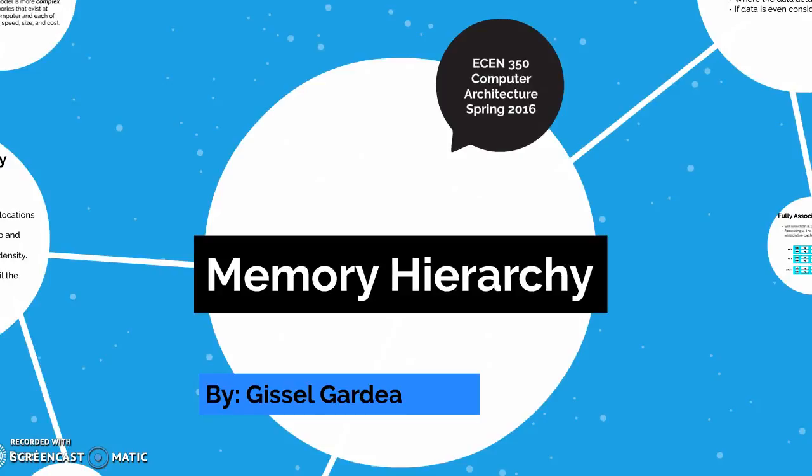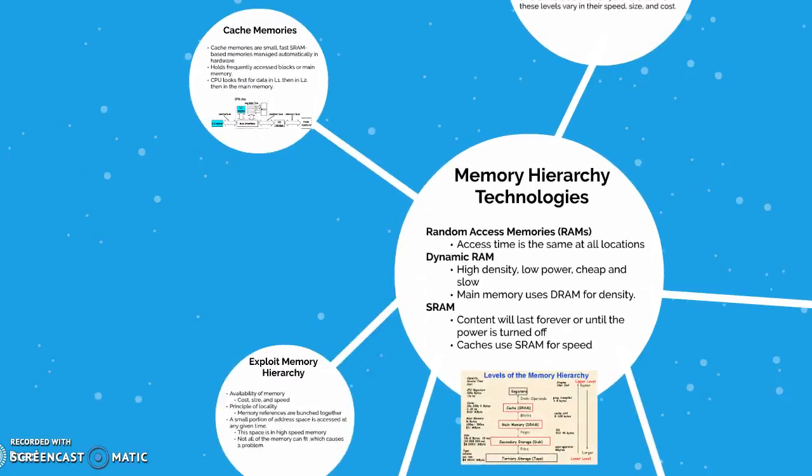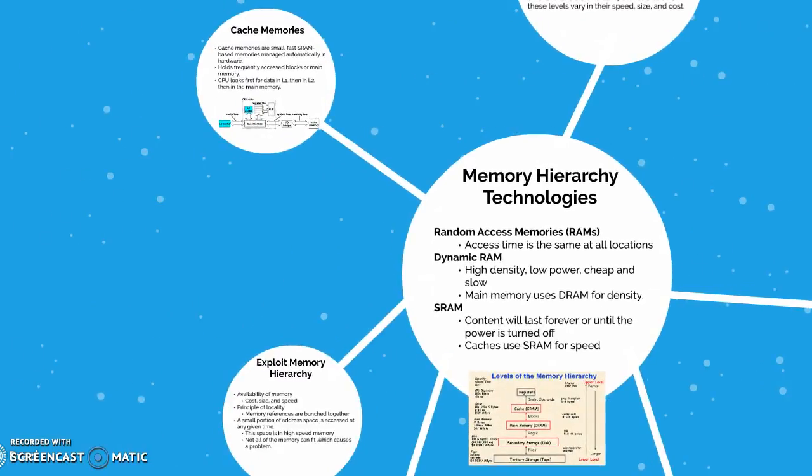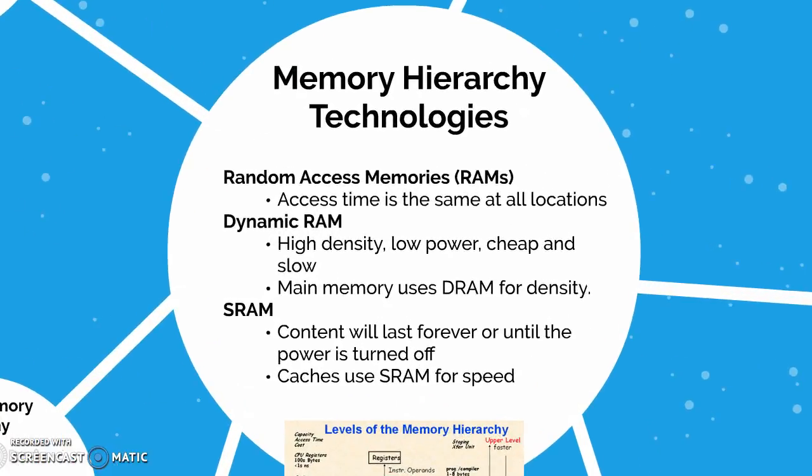The memory hierarchy technologies include random access memories, or RAMs, dynamic RAM, or DRAM, and SRAM. RAMs can be accessed at all locations at the same time. Dynamic RAM is high density, low power, cheap, and slow, while SRAM's content will last forever, or until the power is turned off, and caches use SRAM for speed.